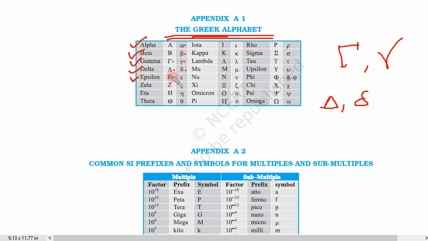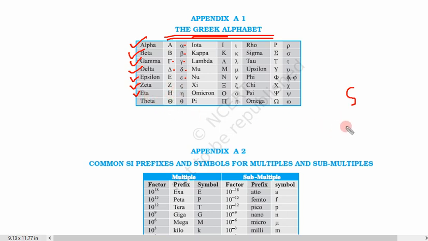Epsilon, similar to E. Capital epsilon is generally not used; what we use is small epsilon. We have to learn about these alphabets because these are commonly used in physics. Zeta. This is the equivalent of Z. This is the way we write zeta. Then eta. Eta is very similar to H.